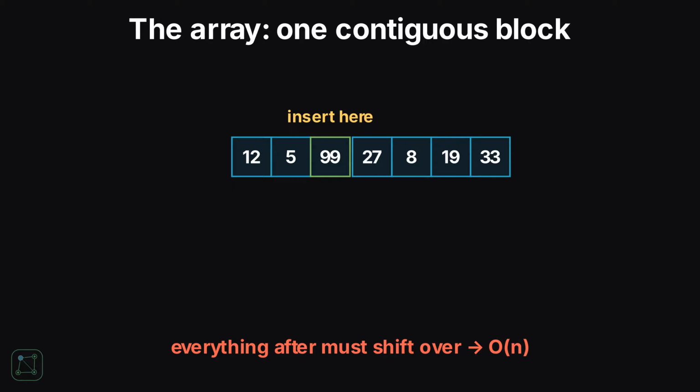To insert a new item in the middle, there's no free space, so every element after it has to shift over by one to make room. Insert near the front of a million-item array, and you're moving nearly a million elements. On paper, that's O(n) and slow.